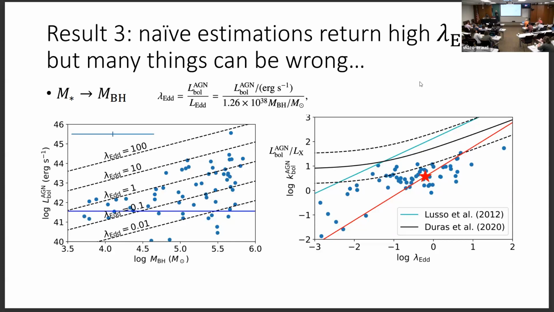And in the left-hand figure, I'm plotting the AGN bolometric luminosity versus black hole mass. And I also plot some constant Eddington ratio curves. And you can see our sources generally have very high Eddington ratios based on this estimation. But we think that there must be something wrong.